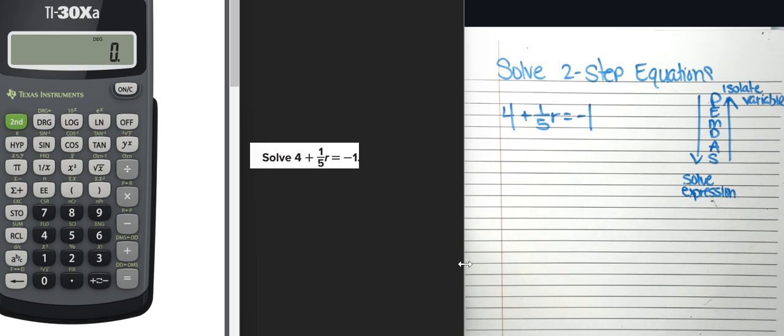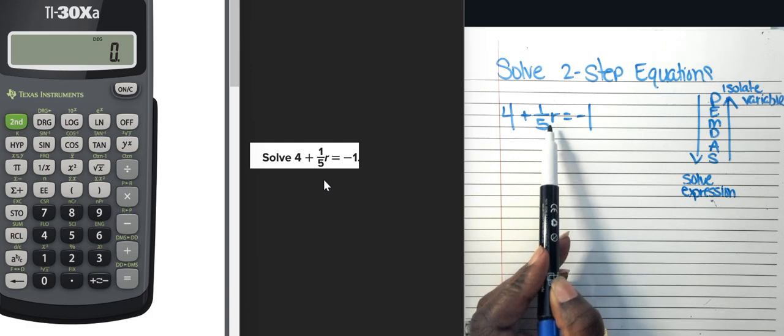All right, so our next problem is we're going to solve for 4 plus 1/5 r, and that's going to be equal to -1. And so this one is going to be a little different from the ones that we've seen in the past. We are going to be using an inverse of a fraction. So we're going to talk about that just a little bit to make sure that you're good on what we're doing. So remember that what we want to do is we're going to solve for our variable r.